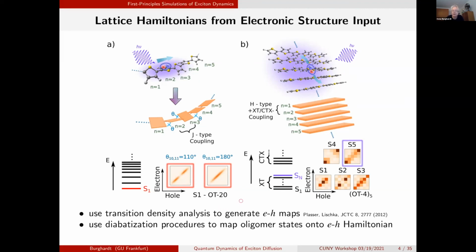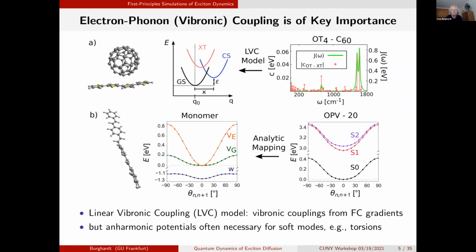Okay, so the idea is to pick up full electronic structure information and map this into an excitonic or electron-hole Hamiltonian. The next step is to include the vibrations. Electron-phonon coupling is a key aspect, and we have several ways of doing this. One way is to use the so-called linear vibronic coupling model, where we use a shifted harmonic oscillator model. And we have the spectral densities that carry information about the shift in equilibrium geometries between the relevant states.